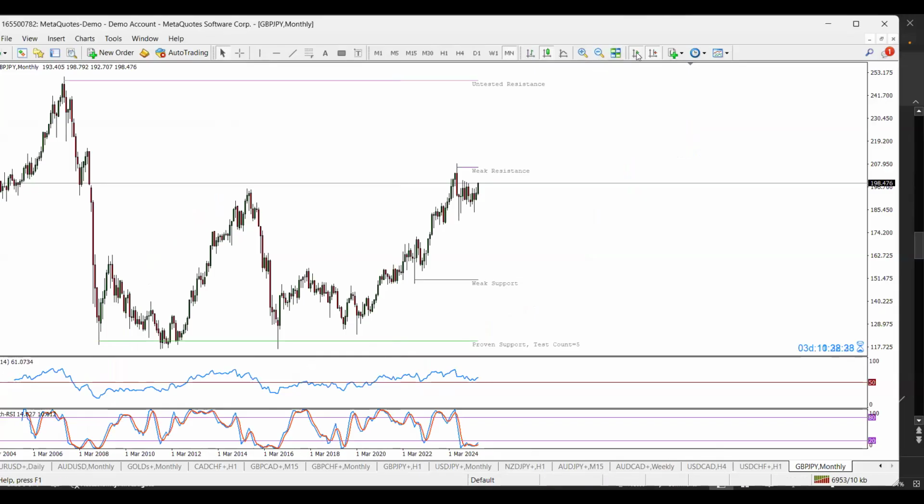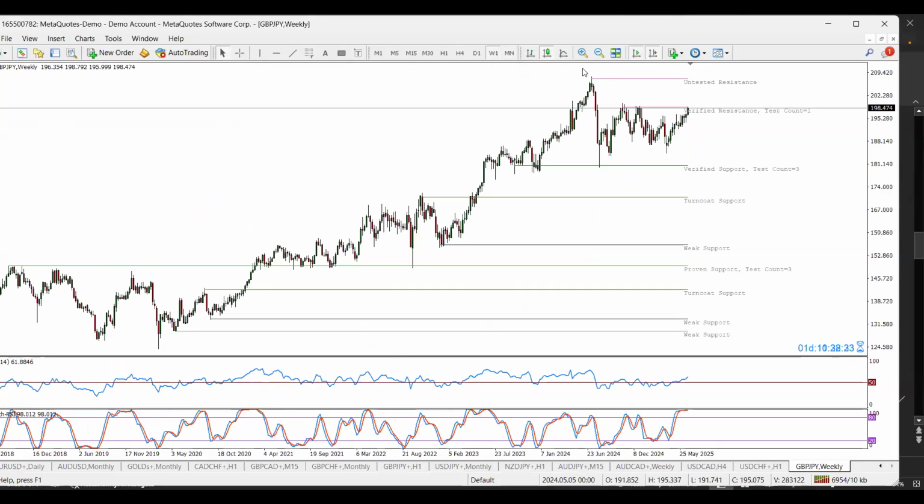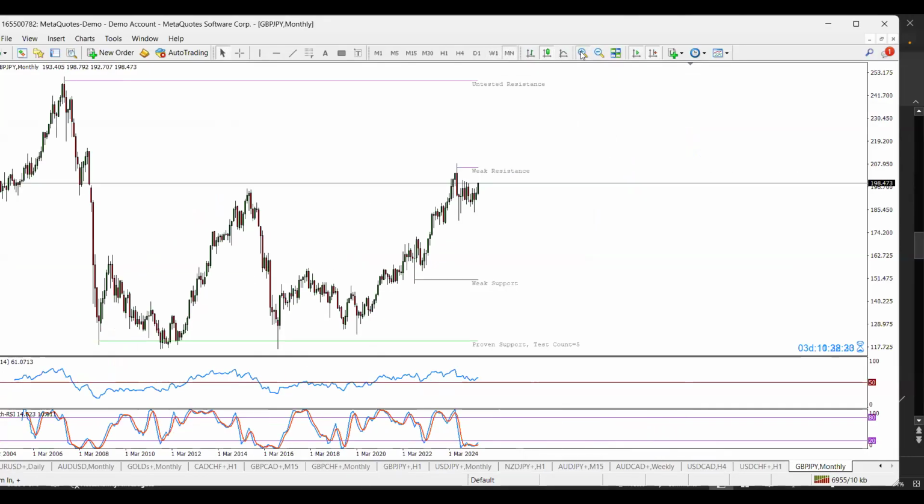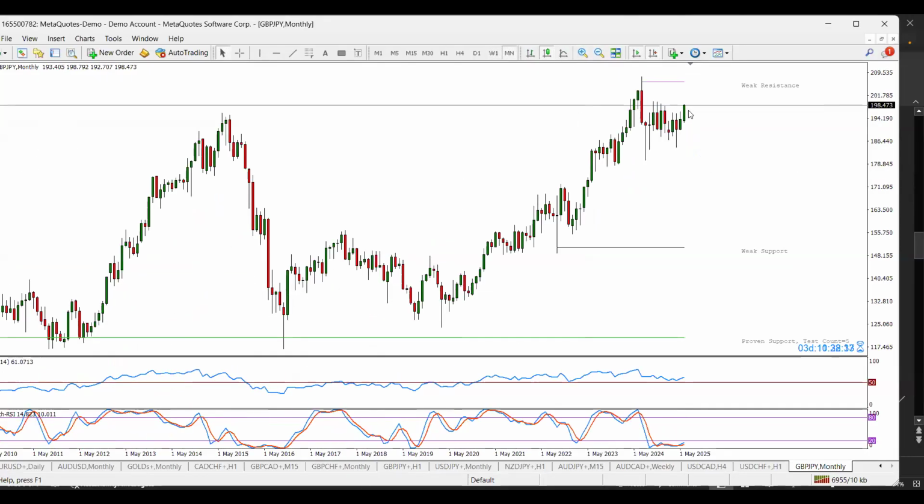This is the VIP indicator I was telling us about, right? So this is it here. Now we're on the monthly. This is the bullish candle.